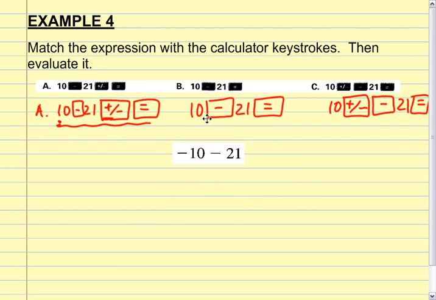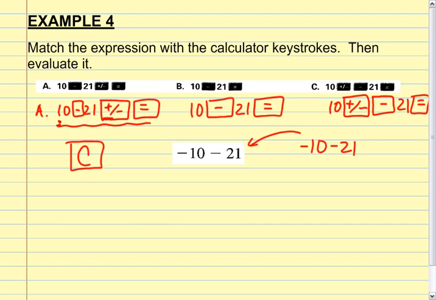All right? Let's look at the last one here. Eric, when I look at the last problem here, can you tell me, what is this one saying? Negative 10 minus 21. Is that the same as this one? Yes. Okay, so the answer for this one is C.